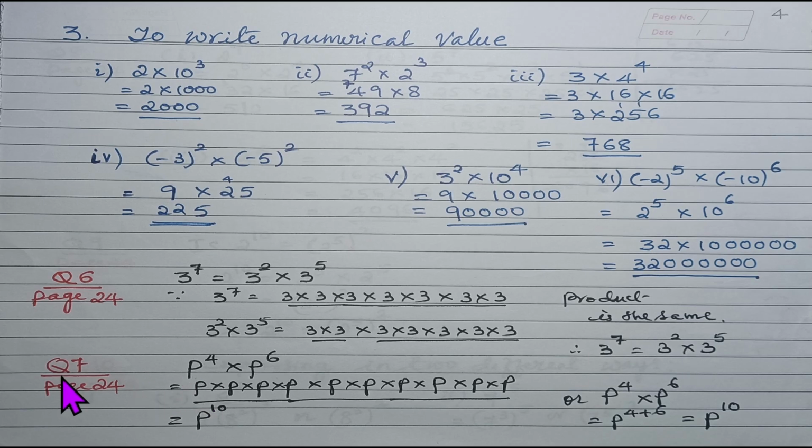Now come to the next question, page number 24. P raised to 4 into P raised to 6. P raised to 4 means multiplying P 4 times, and P raised to 6 means multiplying P 6 times. Therefore P raised to 4 into P raised to 6 is P raised to 10. We can apply the law of exponents here: P raised to 4 into P raised to 6 becomes P raised to 4 plus 6, and that is P raised to 10, and it is proved here.